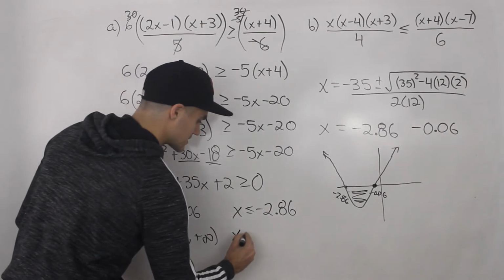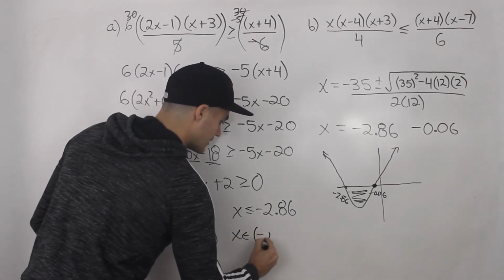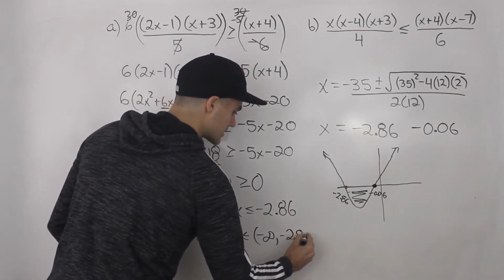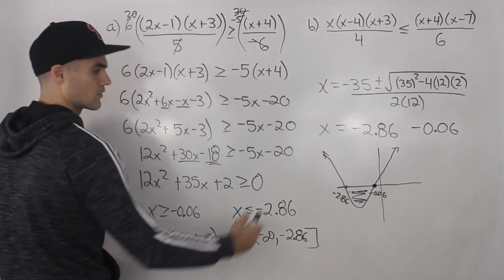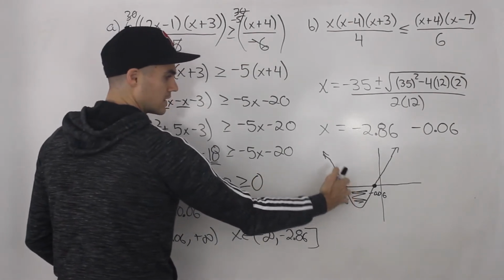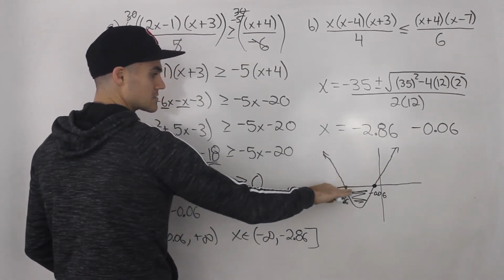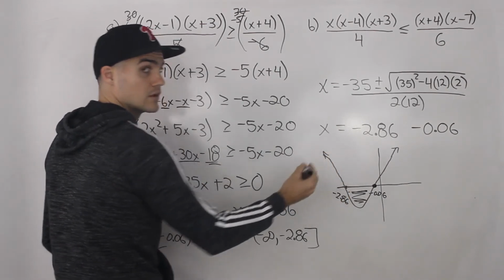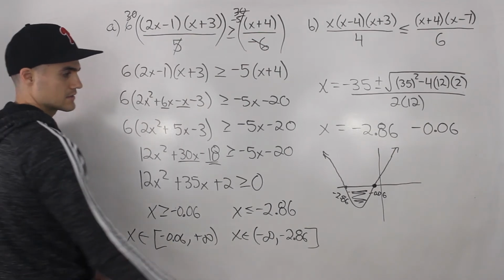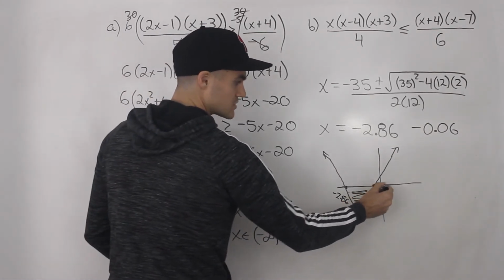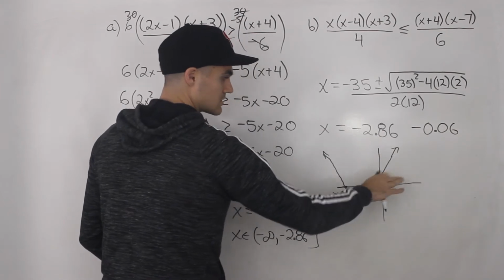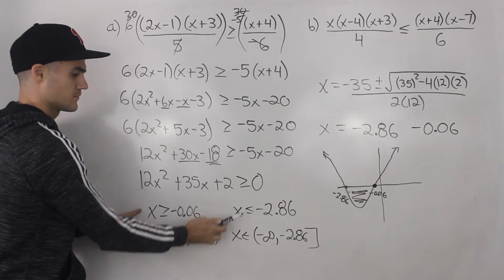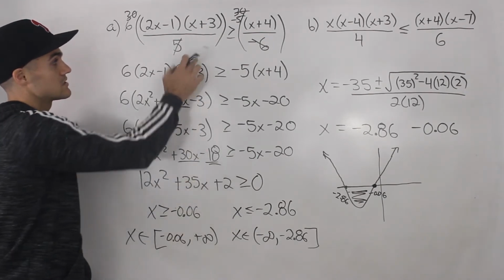And then this one would be x is an element from negative infinity to negative 2.86, and that's in square brackets. Right, from negative infinity to negative 2.86, the function is positive or equal to zero, right? It's above the x-axis. And the same thing here, from this x value negative 0.06 to infinity, the function is above the x-axis, it is greater than or equal to 0. So these two are your solutions to this inequality.